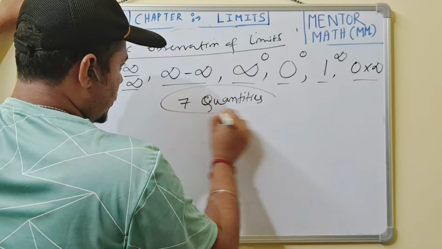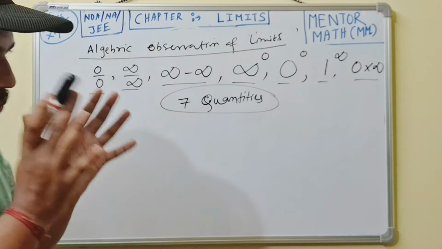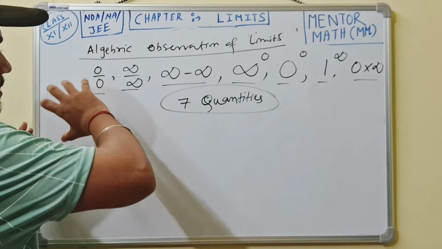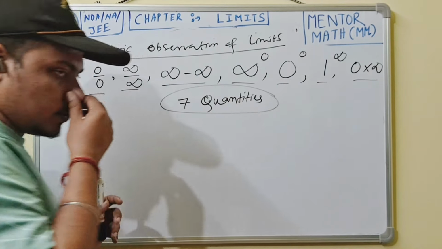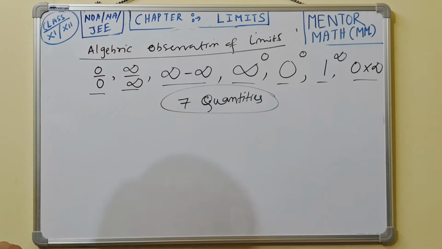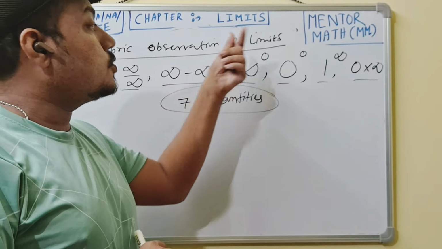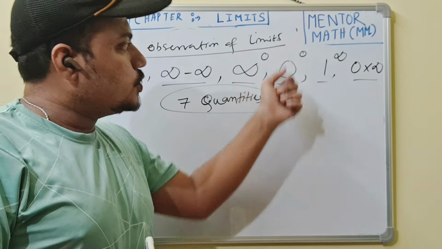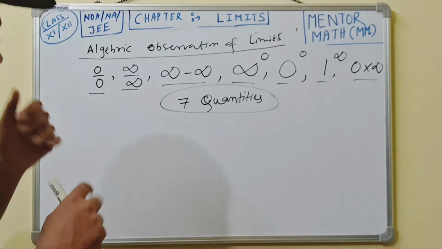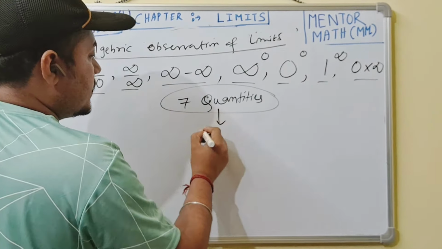Whenever you study the algebraic observation of limits, you have to know the behavior of these 7 quantities. One is the 0 by 0 form, the infinity by infinity form, the infinity minus infinity form, the infinity to the power 0 form, the 0 to the power 0 form, the 1 to the power infinity form, and the 0 into infinity form. These 7 quantities are very important because they are very crucial, they are very clever.